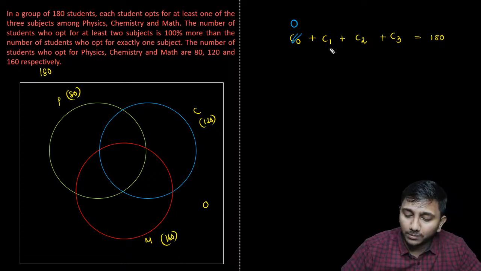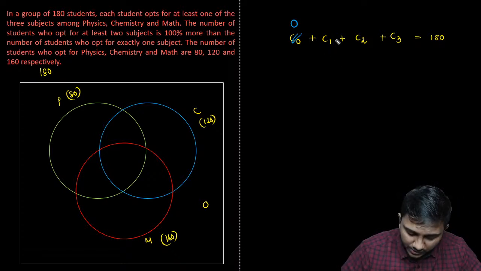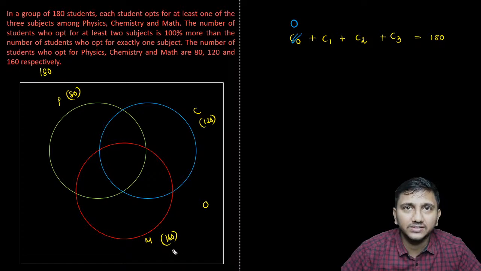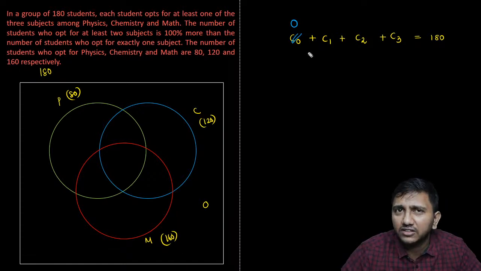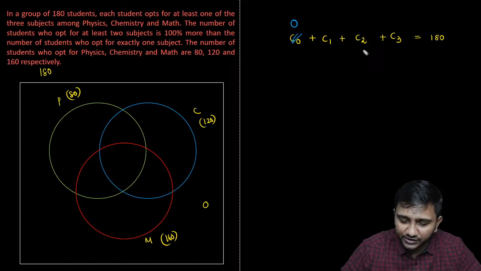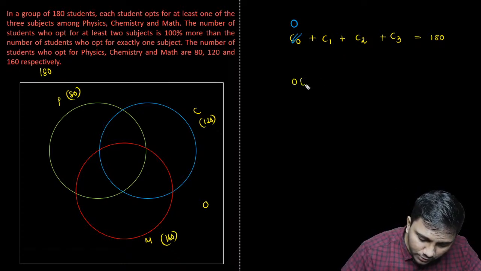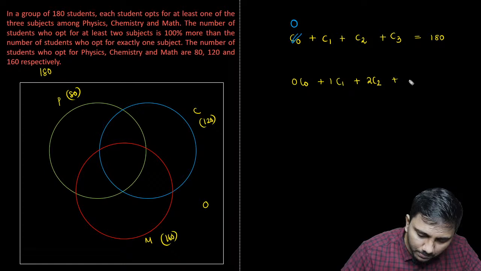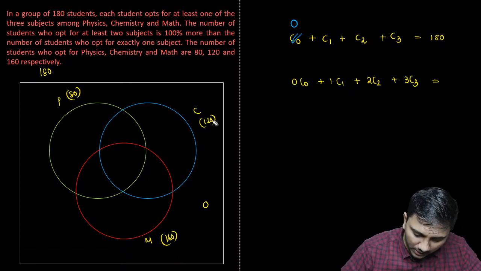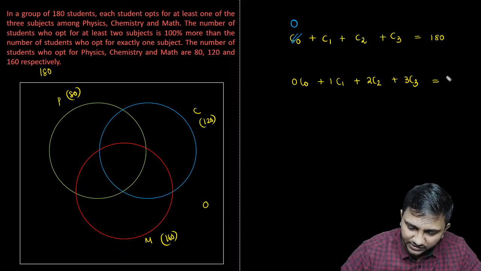Now I can also form a slightly modified form of this equation using this 80, 120, and 160. This is what I have discussed as reconciling equations in Venn diagrams discussions. So I can form an equation as 0 times C0 plus 1 times C1 plus 2 times C2 plus 3 times C3 is equal to 80 plus 120, 200 plus 160, 360.